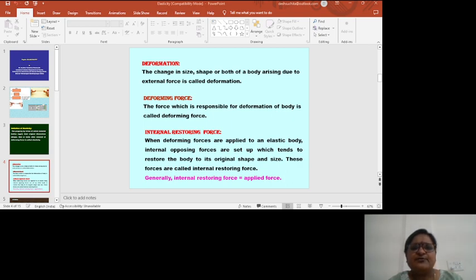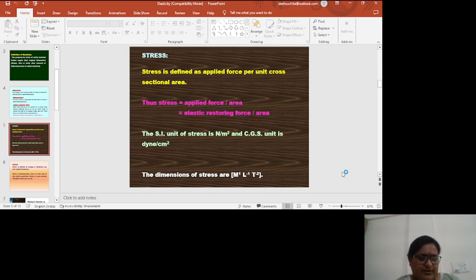When deforming forces are applied to an elastic body, internal opposing forces are set up which tend to restore the body to its original shape. These forces are called restoring forces. Generally, internal restoring force and applied force are equal. Now, whenever we study elasticity, we must know stress, strain, and Hooke's law.